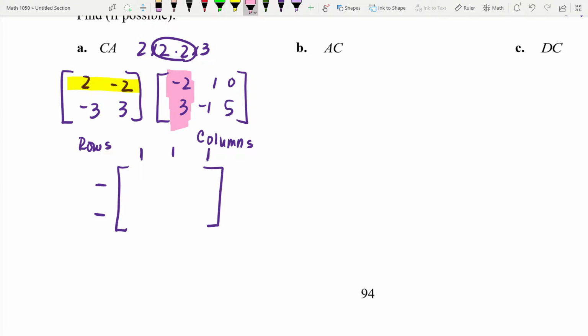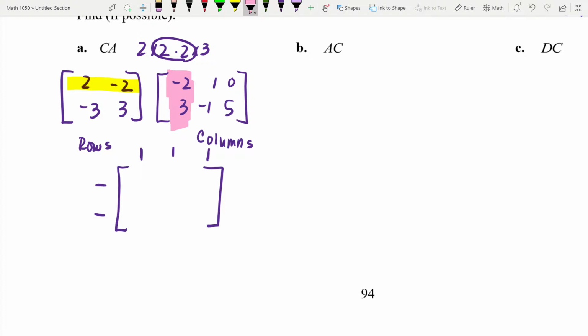This 2 is in position 1. This negative 2 is in position 2. So position 1, position 2. Then what happens is you take those numbers and you flip them like this. So this negative 2 is in position 1 and the positive 3 is in position 2. So look what happens. You just pair them up like that. So the 2 goes to the negative 2, and the negative 2 goes to the positive 3. And you multiply them.